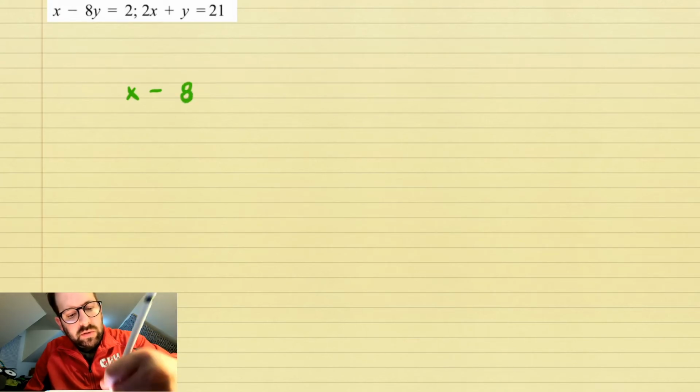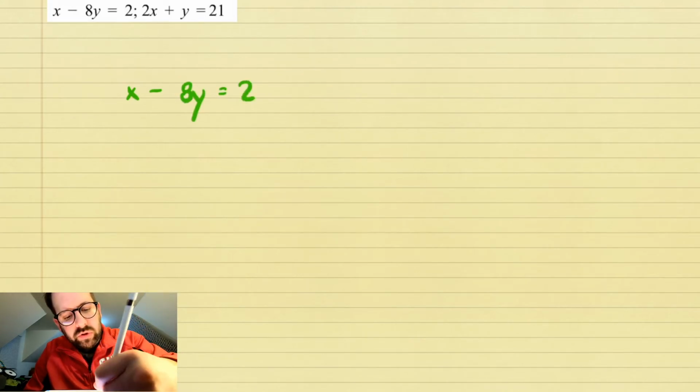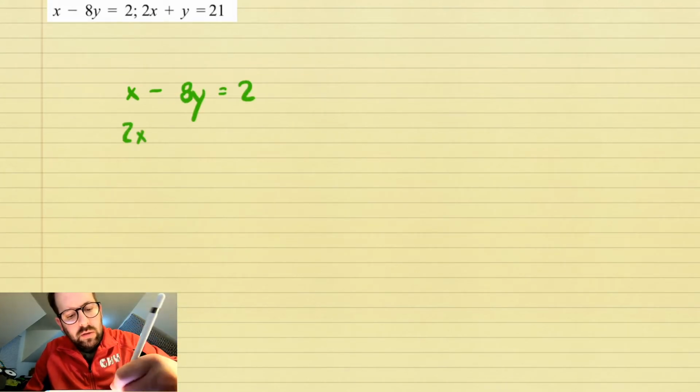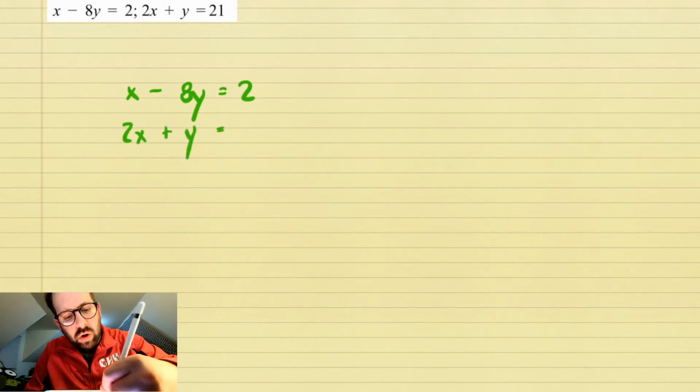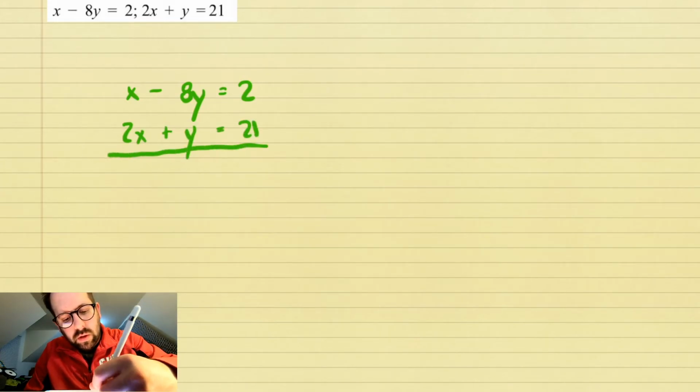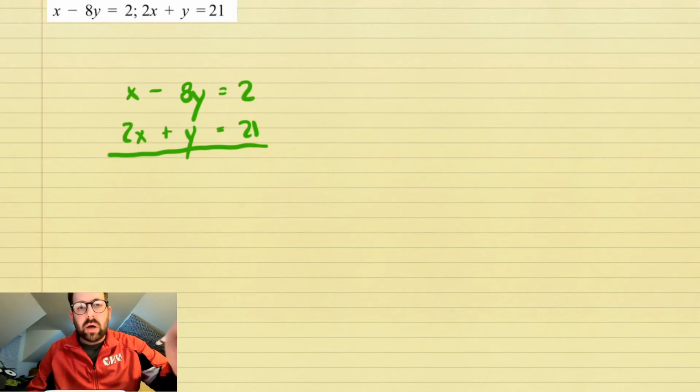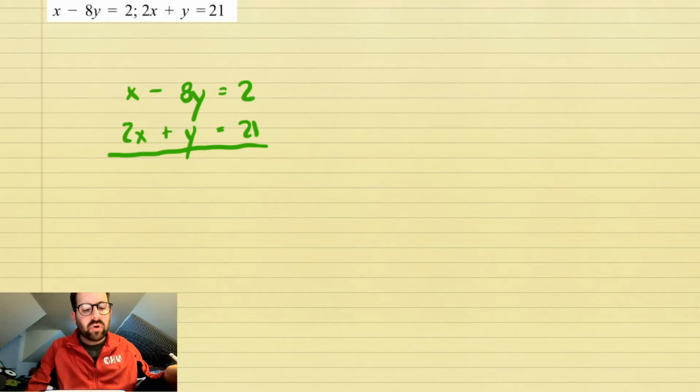What do we have? x minus 8y equals 2, and 2x plus y is equal to 21. Okay, so those are my two. I always stack them, making sure that they're in the right form. They're in standard form. The x's are lined up, y's are lined up, equal signs are lined up, and numbers are lined up. If you need to rearrange anything, do that first.